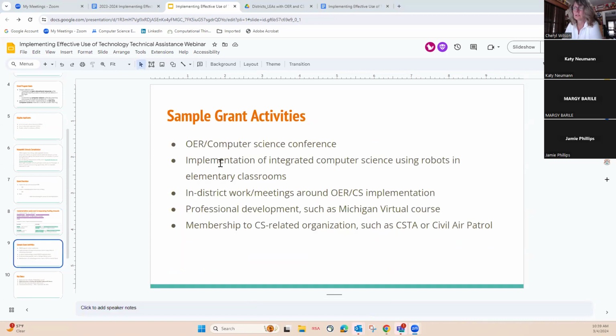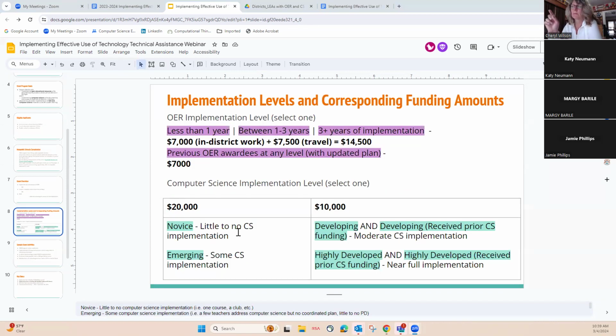For computer science, you select either novice or emerging. So novice means you really don't have much CS going on, maybe one class or maybe a club. Not really much planning has gone on. Emerging, you might have some planning going on, but not much of a coordinated effort. A lot of districts in Michigan are emerging, I would consider.